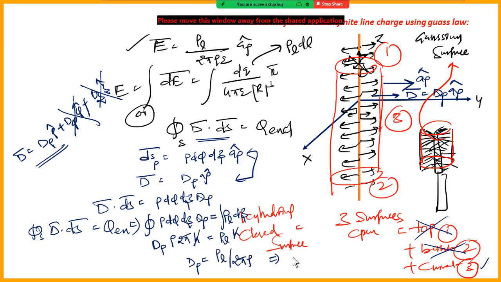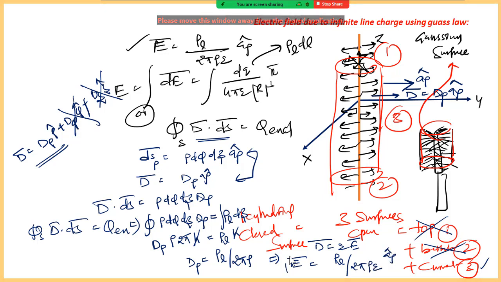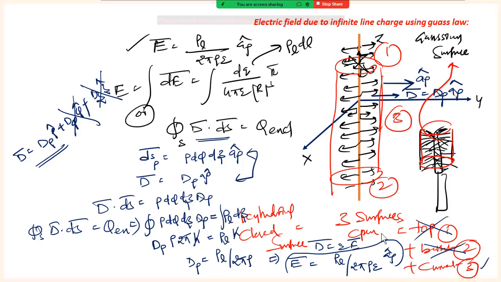If you have D, you can calculate E, because D bar is equal to epsilon E bar. So E bar is equal to D bar by epsilon. What will you get? rho_L by 2 pi rho epsilon a_rho cap. This is the E bar equation, the same E bar equation we previously got using Coulomb's law.